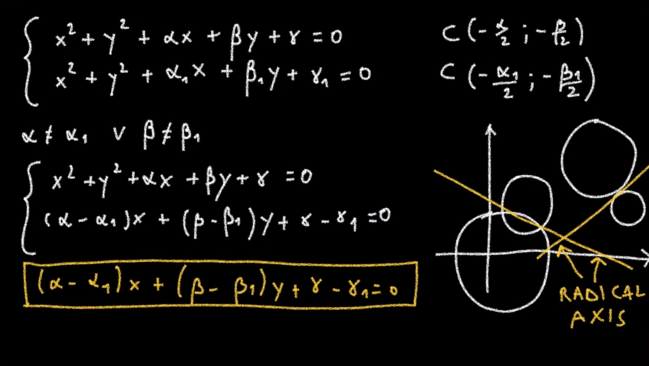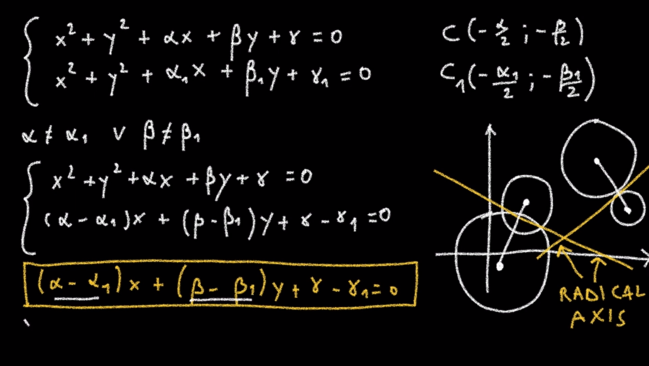A fundamental geometric property of the radical axis is that it is always perpendicular to the line joining the centers of the two circles. To see why, we note that the centers of the circles are given by minus alpha divided by 2, minus beta divided by 2, and for C1, let's call this C1, minus alpha 1 divided by 2, minus beta 1 divided by 2. Now, the slope of the radical axis, we can see it from here.